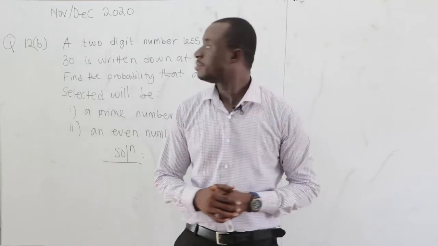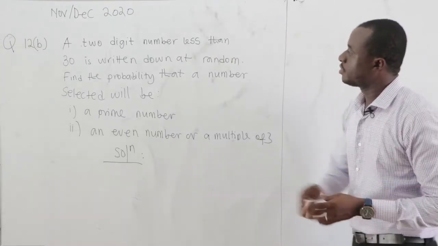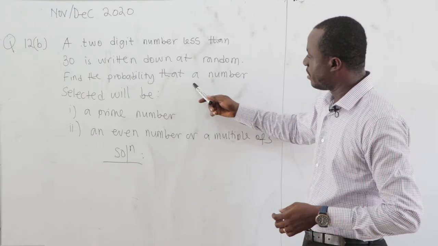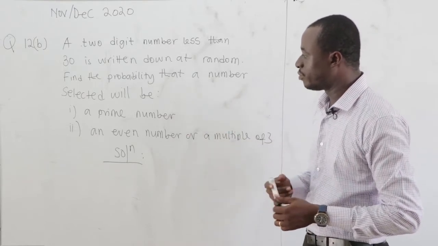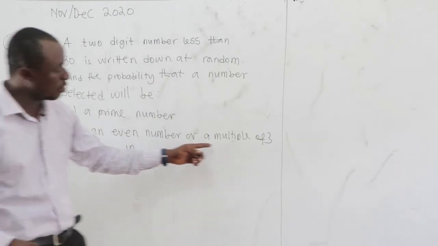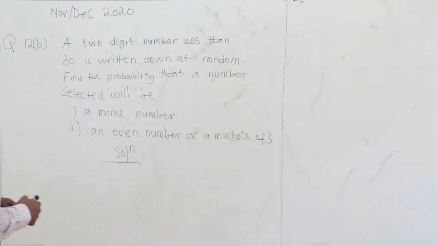NOVDEC 2020, question number 12B. A two-digit number less than 30 is written down at random. Find the probability that a number selected will be, first, a prime, and second, an even number or a multiple of 3.